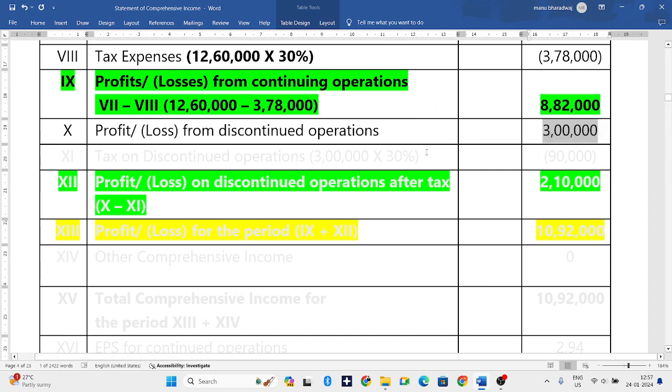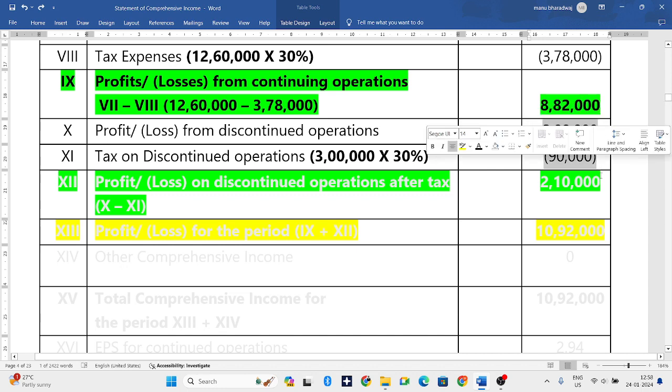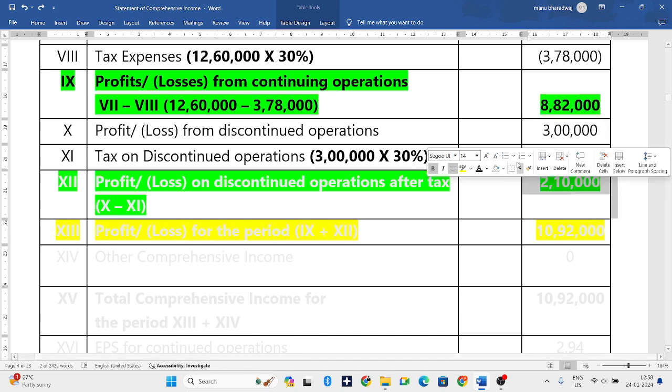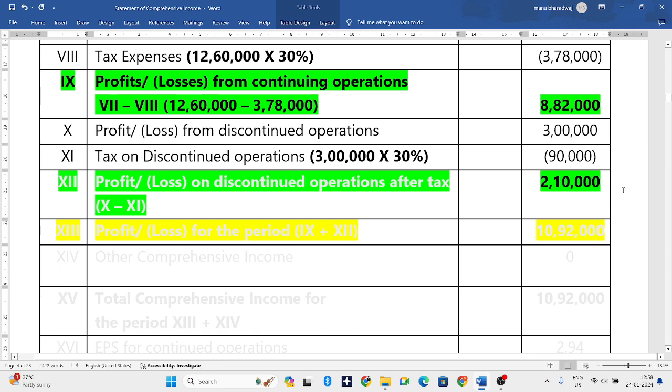Now again on that we have to charge the tax. We all know that tax is 30%. So 3 lakh into 30% will be 90,000 rupees. So from 3 lakh, if we subtract 90,000 rupees, we will get 2 lakh 10,000.